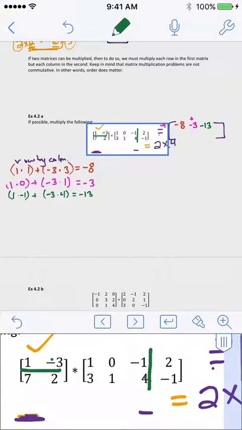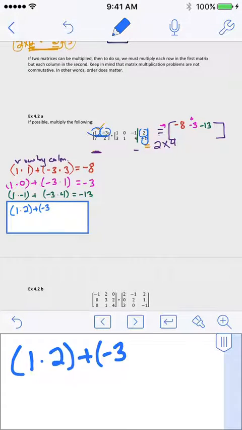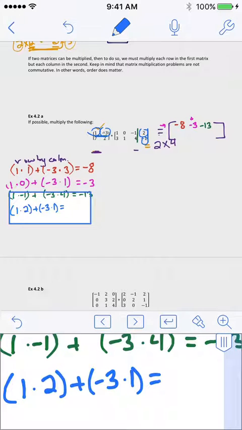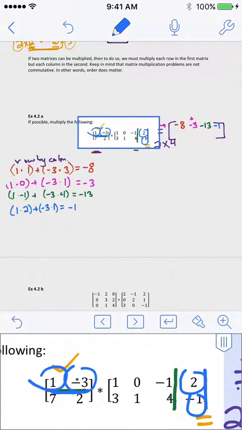We'll do it one more time for the first row. First row by fourth column. 1 times 2 plus negative 3 times 1. And that ends up being 2 minus 3, which is negative 1. Alright, and we have our first row.